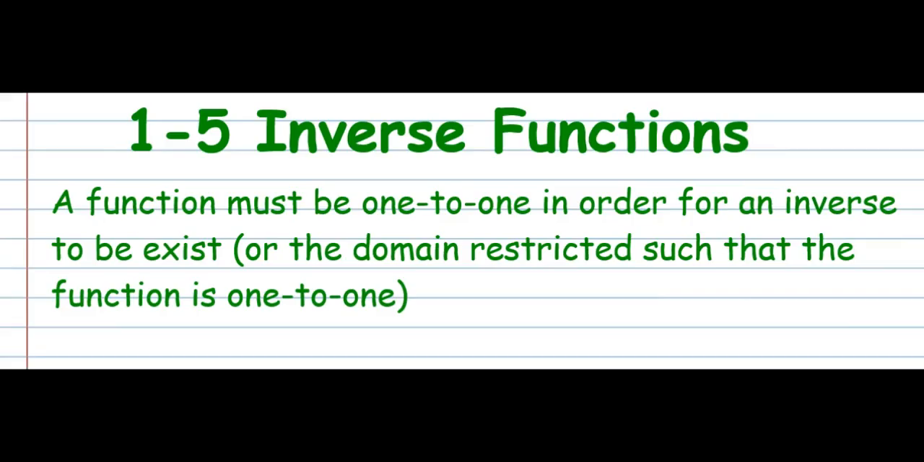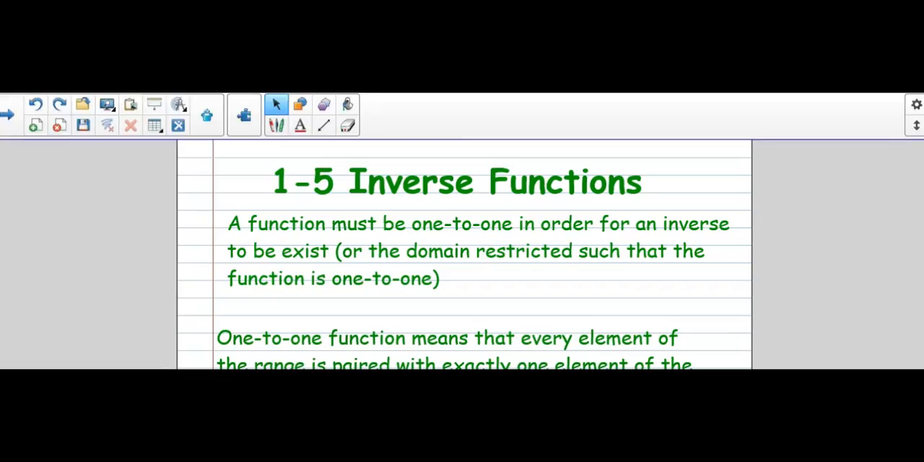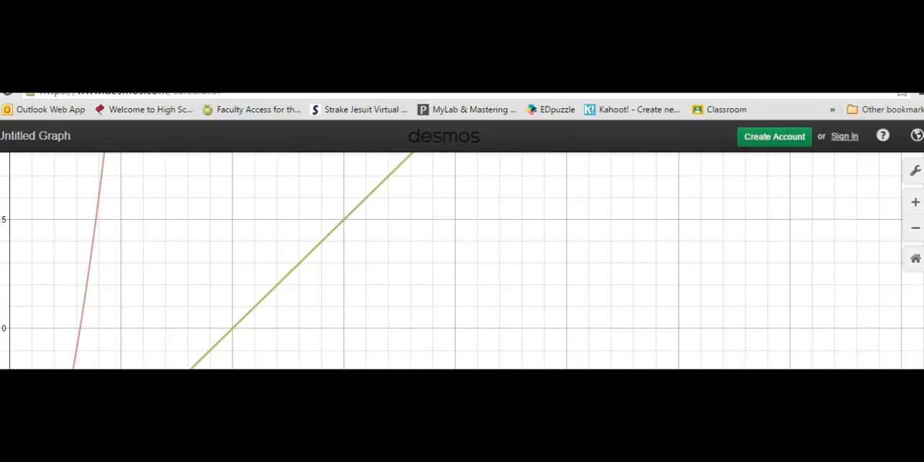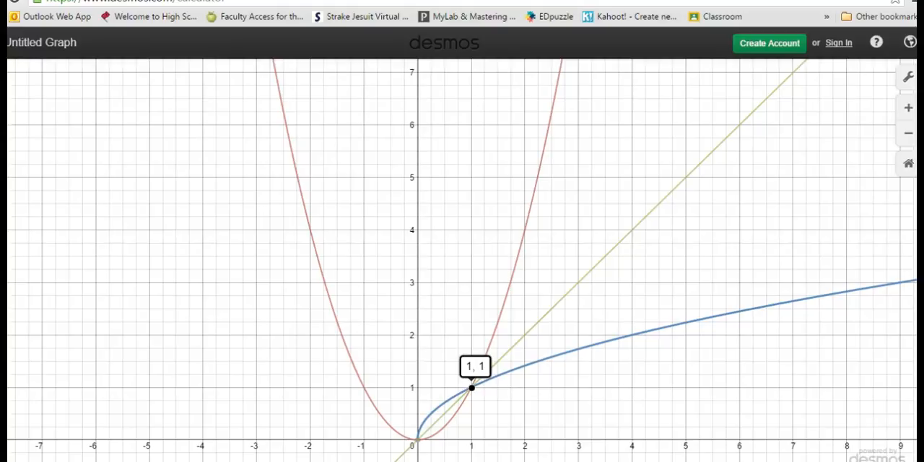Now, in order to have an inverse, the function must be one to one. Always restrict the domain. Now, one to one functions pass the horizontal line test. Every element of the range is paired with only one element of the domain. And we can see that from the squaring function. Look at y equals x squared, the red graph. It is not one to one because every element of the range is paired with two elements of the domain.